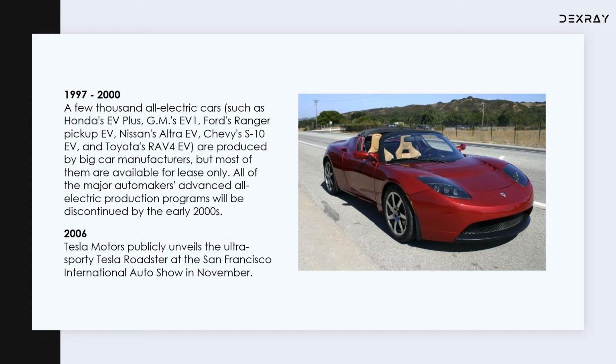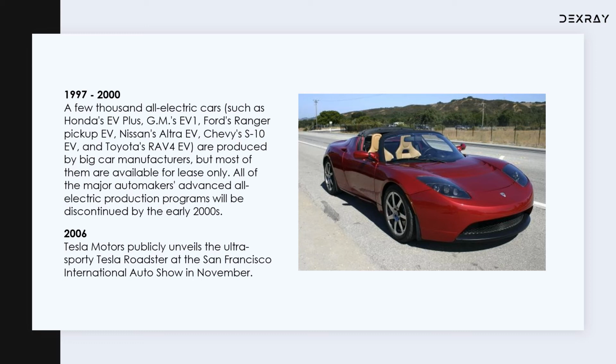All of these major automakers' advanced all-electric production programs were discontinued by the early 2000s. These vehicles had a maximum range of 130 to 160 kilometers, and so they did not get much attention from consumers, causing major manufacturers to pull the plug on their advanced all-electric production programs.